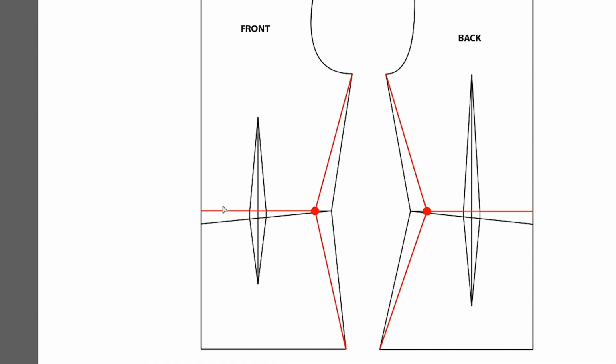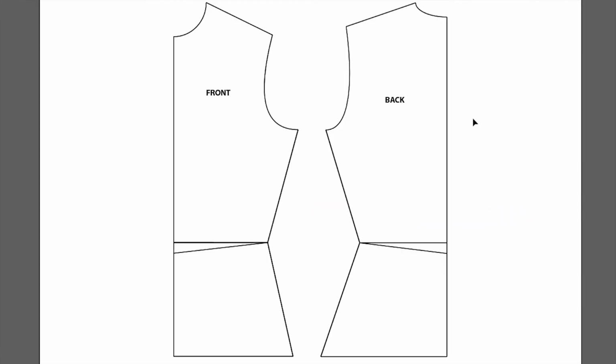All right, now as you can see, we have a new side and a new waistline here. What you want to do as well is transfer that waist shaping line to your new pattern, onto your new side and your new waistline as well. All right, so this is your completed dartless bodice pattern.